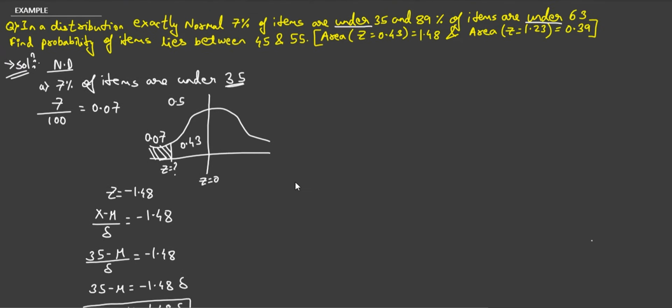Okay, we will continue to the second part. This was the first part. The second part is that 89% of items are under 63. Find the probability of items lying between 45 and 55. To find the probability we need the values of mu and sigma. How can we find them? By solving the first condition, 7%, and then 89%. So we will now do the second part, the B part.